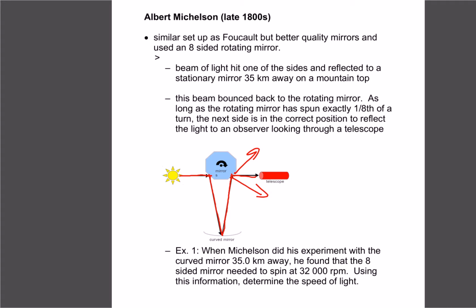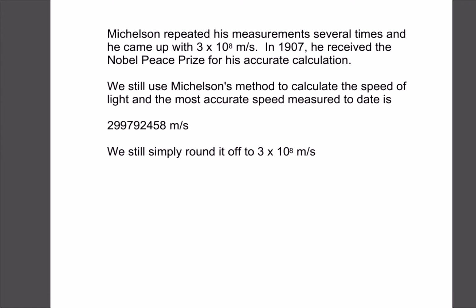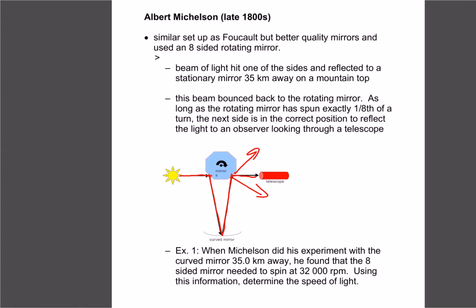So let's actually do one of his calculations. This one says we have a curved mirror 35 kilometers away, and he found that he had to spin the 8-sided mirror at 32,000 RPMs. So the question we're going to do is, what is the speed of light based on that information? Okay, so let's go with our formulas. We know that our velocity is going to be distance divided by time.